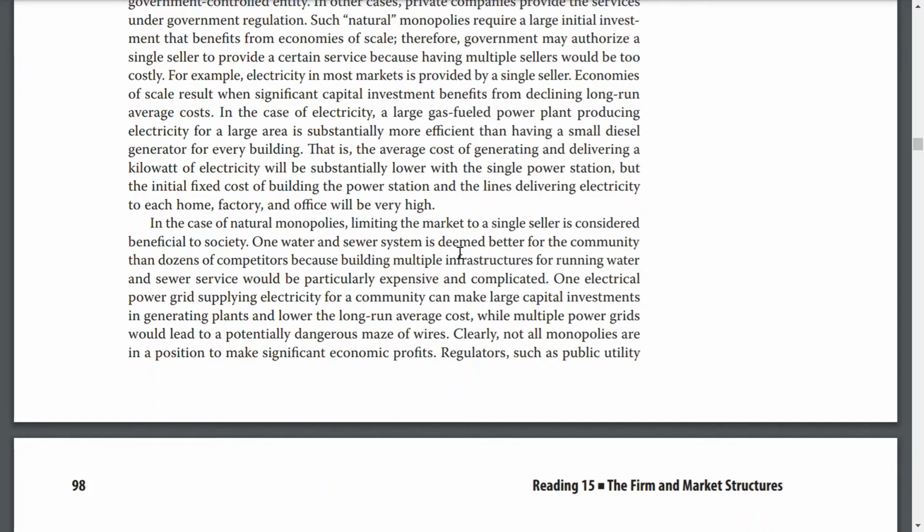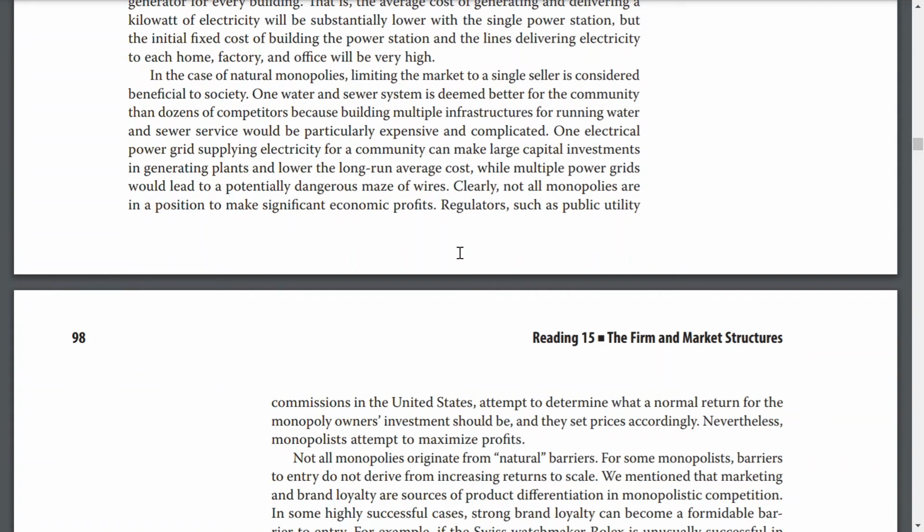the initial fixed cost of building the power station and the lines delivering electricity to the home, factory, and office will be very high. In the case of natural monopolies, limiting the market to a single seller is considered beneficial to society. One water and sewer system is deemed better than a community of dozens of competitors because building multiple infrastructure for running water and sewer services would be particularly expensive and complicated.